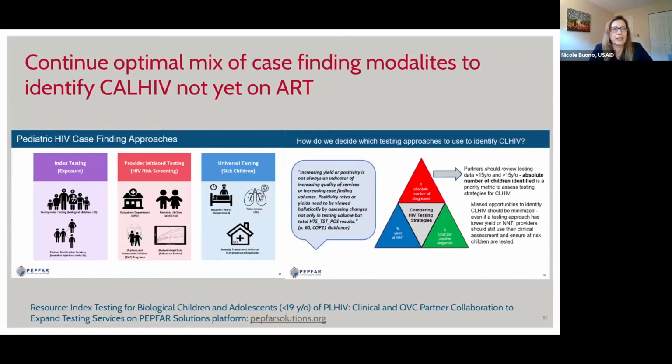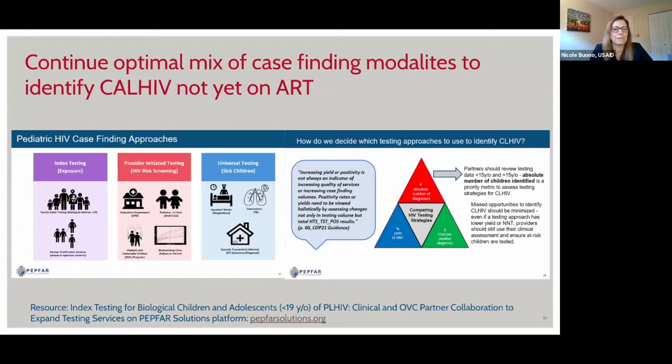Partners should review their testing data for under 15-year-olds and over 15-year-olds. The absolute number of children identified is a priority metric to assess testing strategies for children living with HIV, and missed opportunities should be minimized. There is a new resource at the bottom of the slide, which I've put there. It's on the PEPFAR Solutions website. It's for index testing of biological children and adolescents, a collaboration between clinical and OVC partners.